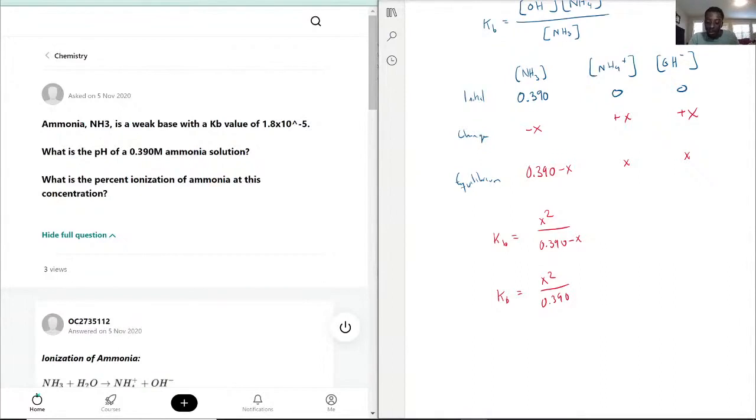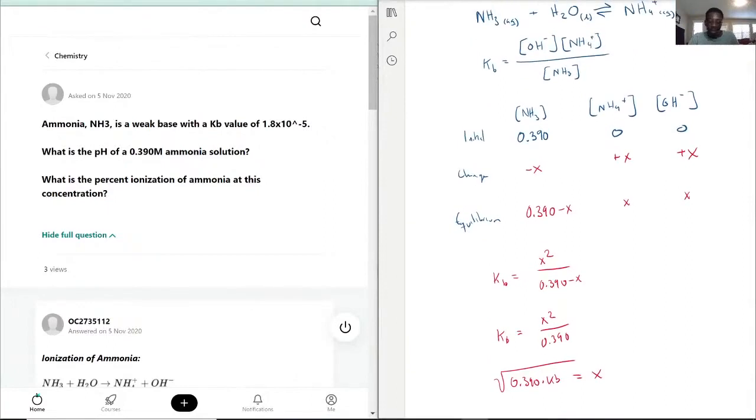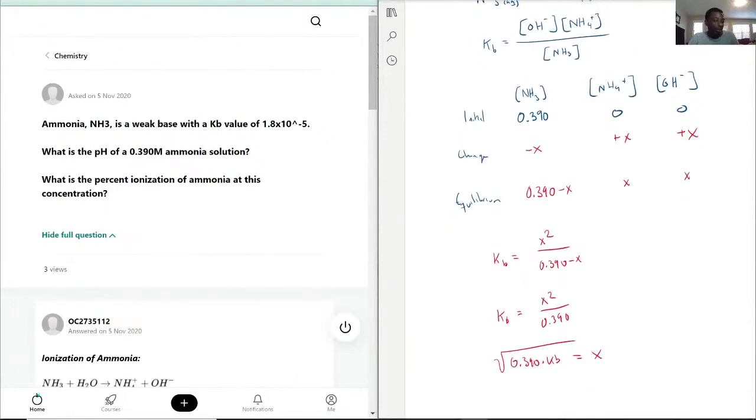We're going to multiply these two together, 0.390 times KB, and then we're going to square root it to be able to get x. So our x value is going to be 0.390 times 1.8 to the power of negative 5, and then the square root of that. So our x value here is 2.65 times 10 to the negative 3.